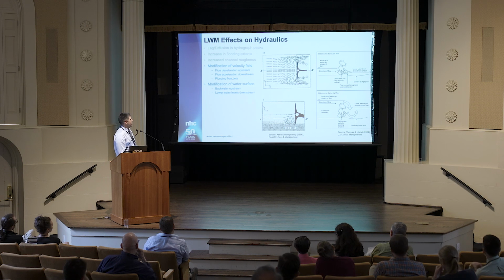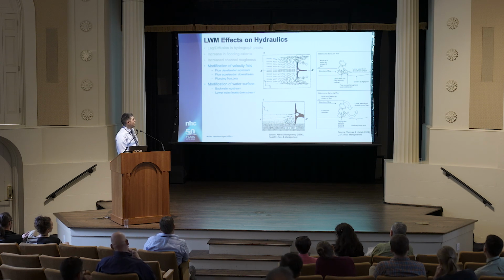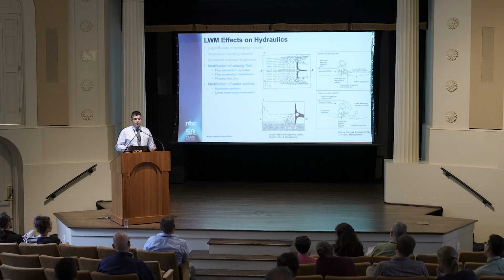And when you have large woody material protruding laterally into your flow, as this Morrison research has shown, you have backwater effects, you have potentially plunging flow when floods get deeper, you have upwelling, which causes the formation of what we call the wood-forced pool. So a lot of effects in the flow hydraulics that we should all be interested in.